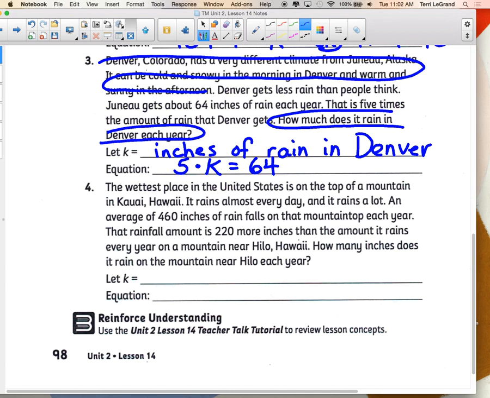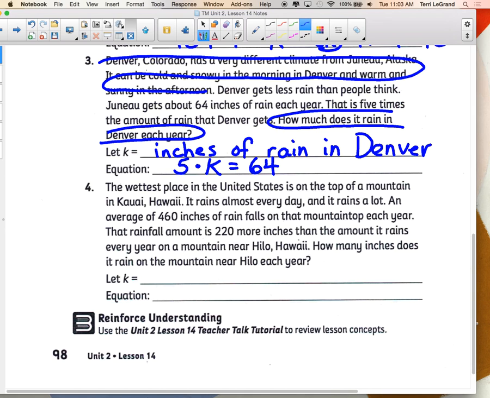What do we do again? If you want to know what times 5 is 64, you would do what? Take 64 and divide by 5. Would you do that for me? Tell me how much that is. What is it, Tyler? 12.8. So according to Ikea's equation, Denver got almost 13 inches of rain, 12.8.